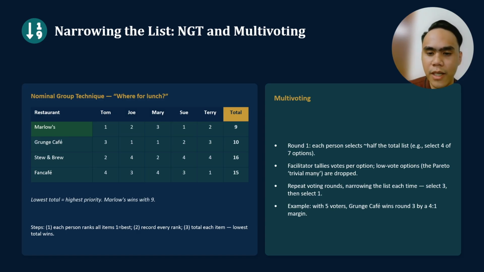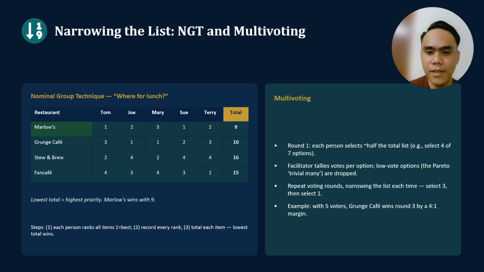Multi-voting is a different way to narrow down a list. Have the group select only the items they prefer from the full list, usually half of the total number. After everyone has made their selections, the facilitator asks how many people voted for each option and records the tally. This is where the Pareto principle typically shows up: some options get only a few votes, and those get dropped from the list entirely. The voting process then repeats, narrowing the list further each round until the desired number of items remains.